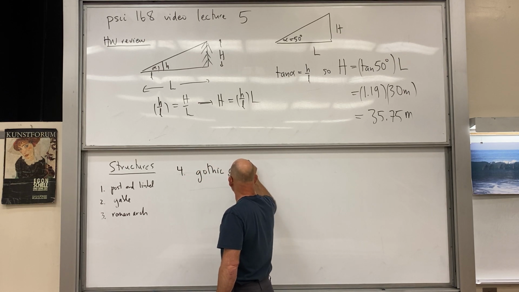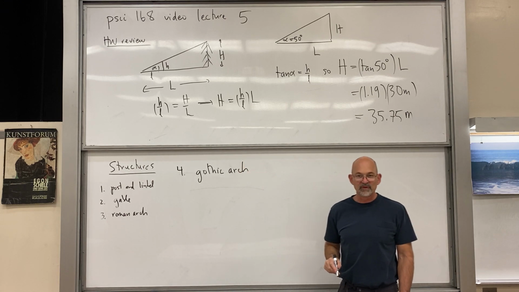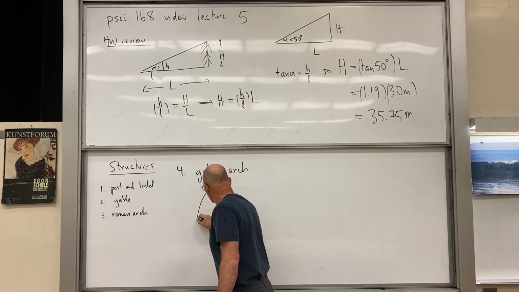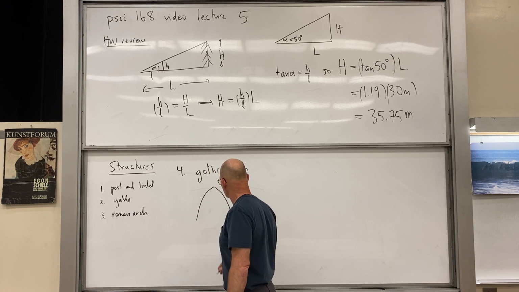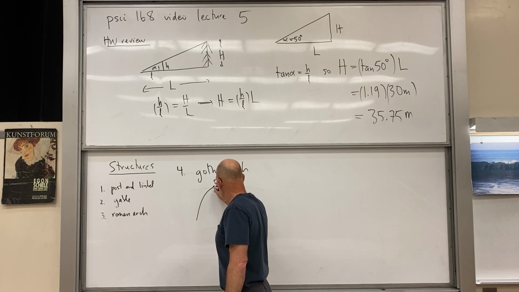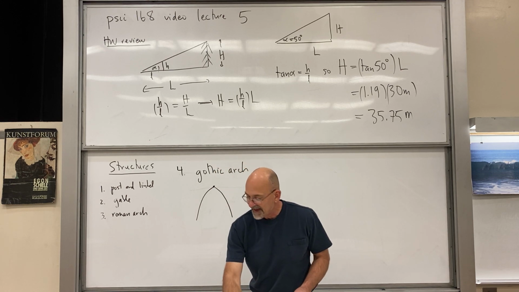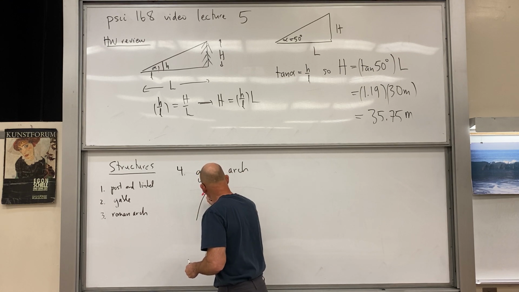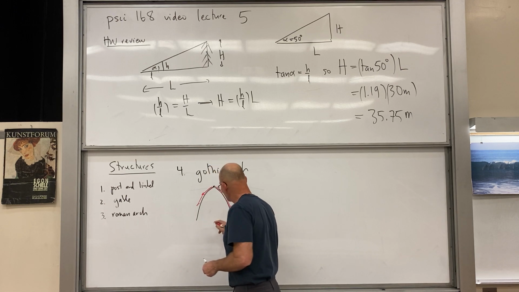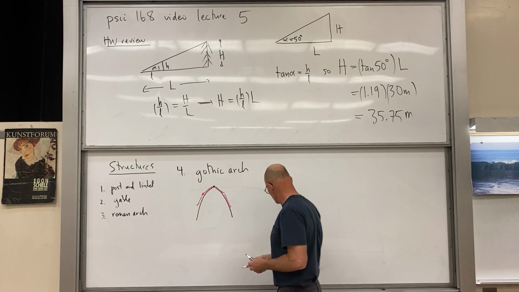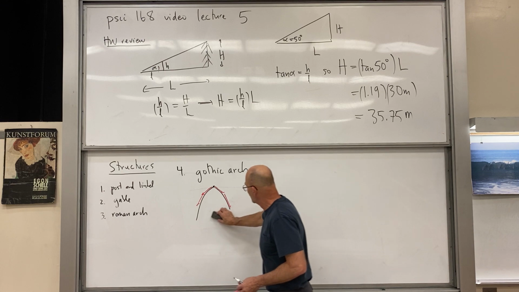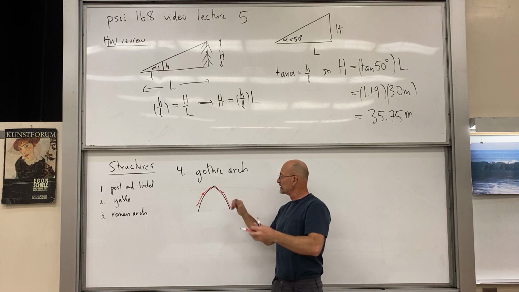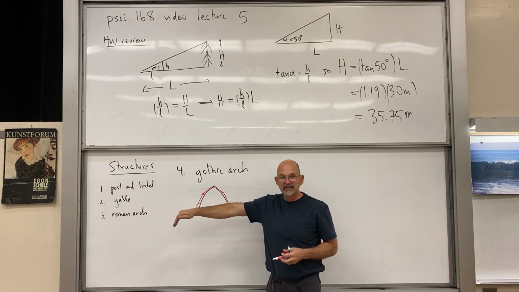You'll get excellent visual examples if you look up Gothic arch. The Gothic arch is a pointed arch, and as a result, it has the same problem. Let's make this one a little bit shorter. Let's call that the Gothic arch right there. There is going to be an outward thrust based on the vector nature of these compressions.